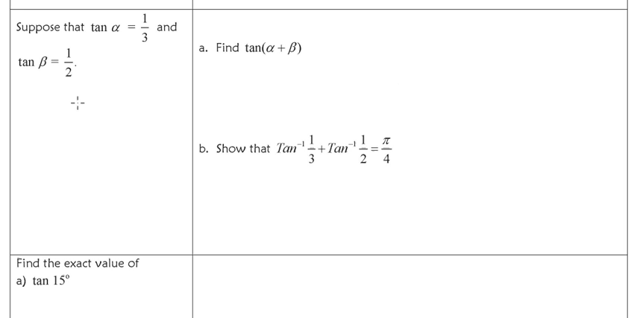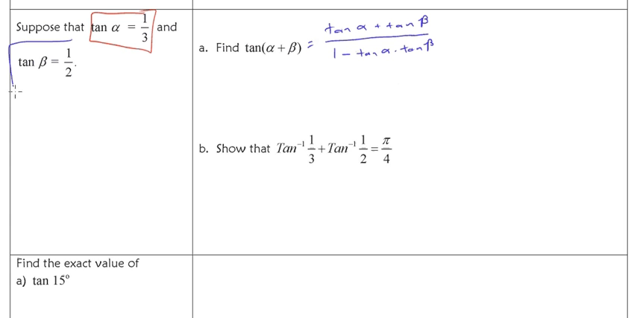Now we know that the tangent of alpha plus beta is the same thing as tangent of alpha plus the tangent of beta, divided by 1 minus tangent alpha times tangent beta. All right, and now we're going to just substitute in the pieces we know. We know tangent of alpha is 1/3, and the tangent of beta is 1/2.